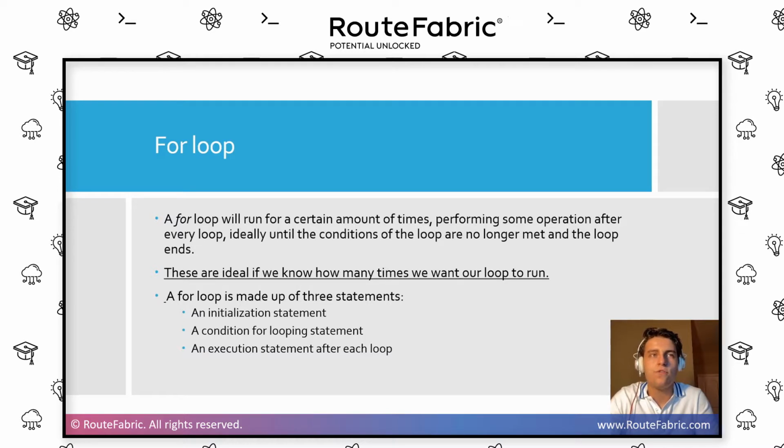All right, so the first one we're going to go over is the for loop. A for loop will run a certain number of times, performing some operation after each loop, ideally until the conditions of the loop are no longer met and the loop ends. That might sound pretty confusing, but we'll show an example and it'll become clearer. These are ideal if we know how many times we want our loop to run. If you have a scenario where you know you want your loop to run 10 times, then a for loop is a great way to do this. Or if you know that you want your loop to run as long as a list is, this is another good scenario to use this kind of loop.